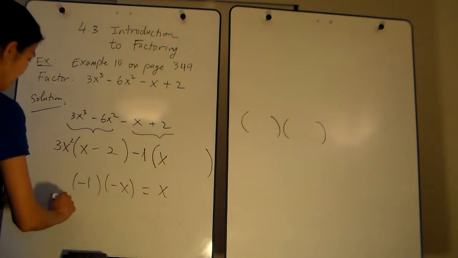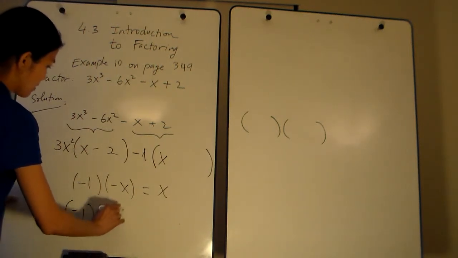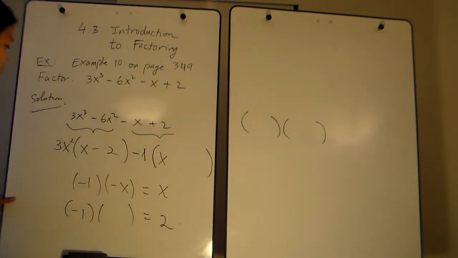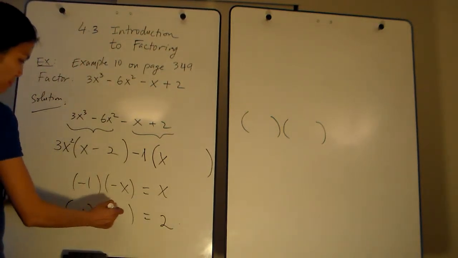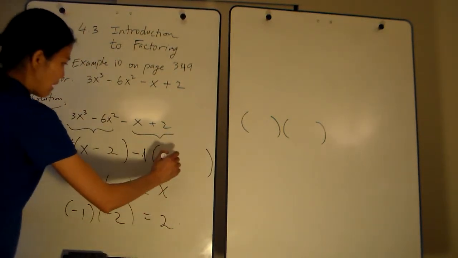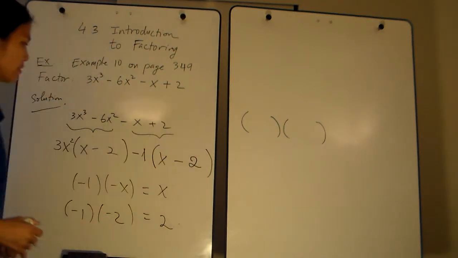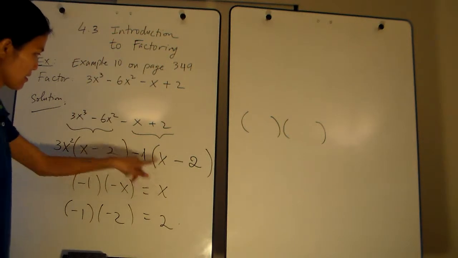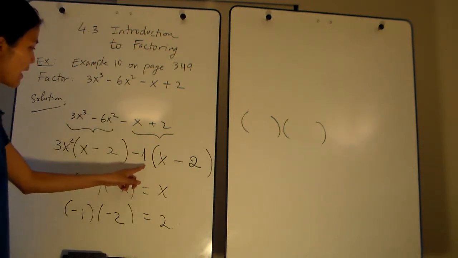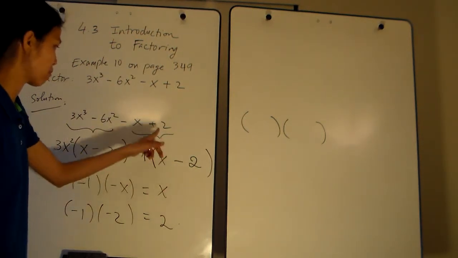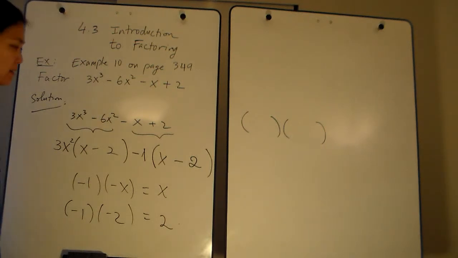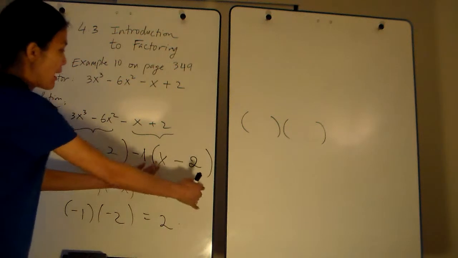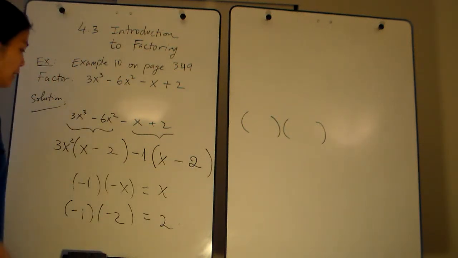Now, negative 1 times what equals positive 2? Okay, so it got to be negative 2, right? So I would have a subtract 2 right here. You can check. Negative 1 times x is negative x. Negative 1 times negative 2 is positive 2. Do you see that? I just factored out negative 1. The remaining is x minus 2. Okay?